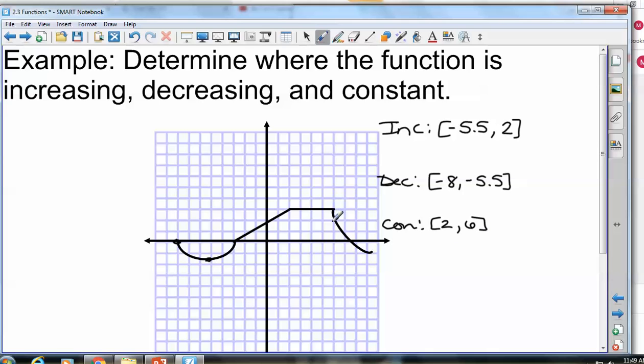And then what's it doing at 6? Decreasing. Let's make this into a nice point down there. So it's decreasing again. If there's more than one piece, you put the union in between. And that's from 6 until I get to approximately an x value of 9.